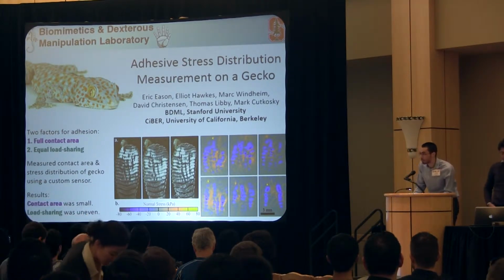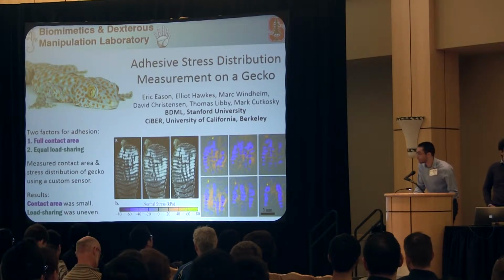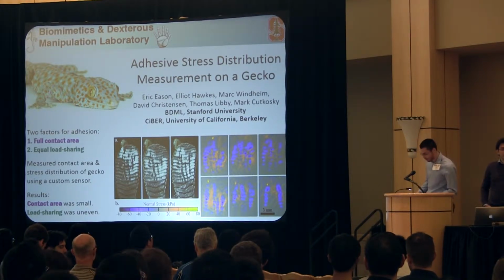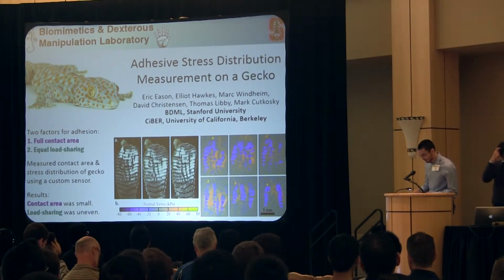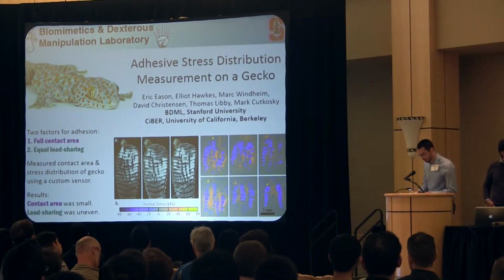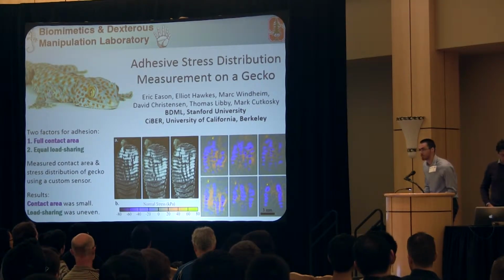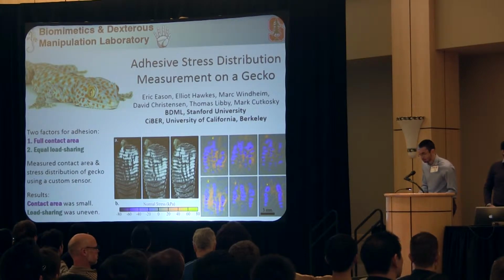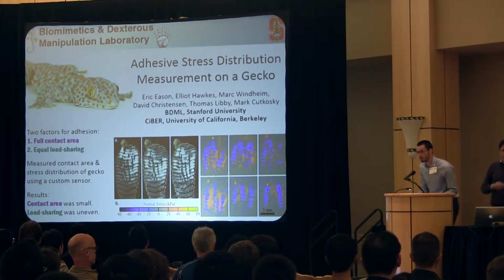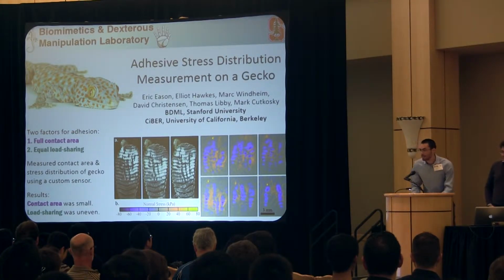Hello, good morning. My name is Eric Eason, and I'm a student in Mark Kikoski's lab here at Stanford studying gecko-inspired adhesives. As Mark mentioned in his talk, it's really important for climbing robots and other practical applications of adhesion to have equal load sharing across the area of the adhesive. So we were interested in measuring that in the live gecko. This is hard because you need a sensor with very high spatial resolution to look at the distribution of forces inside a gecko's toe. So we built a custom sensor, put a gecko on it, and found that the distribution was quite uneven. So come talk to me. Thank you.